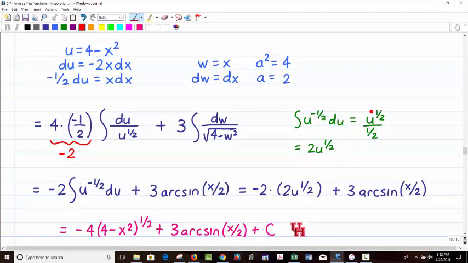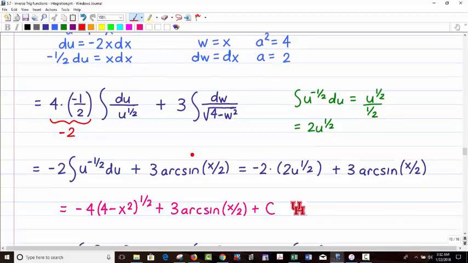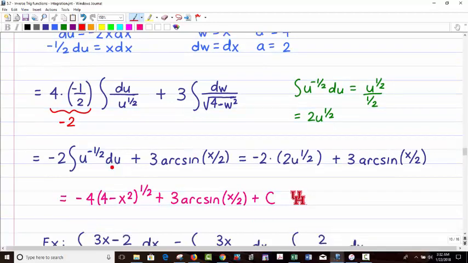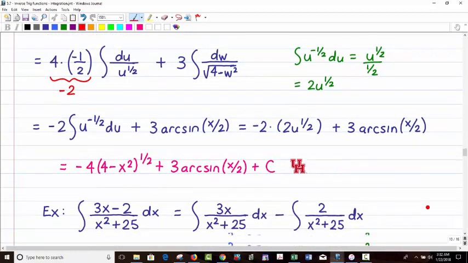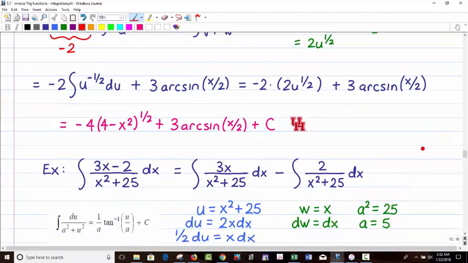Over here, I'm just writing out the antiderivative of u to the negative 1/2 just to show you what it was there. So that antiderivative produces a 2 right here. So this 2 that I'm pointing at in red there combines with that negative 2 right there to make that negative 4. And then it's just 4 minus x squared to the 1/2. Whether you have a radical there or not makes no difference to me. Plus 3 arc sine x over 2 plus c. And there we go. Alrighty, so now you see the trick on these is to split them up. Here's another split them up.